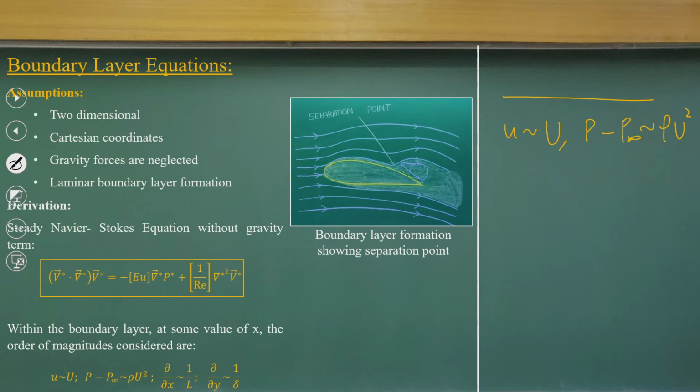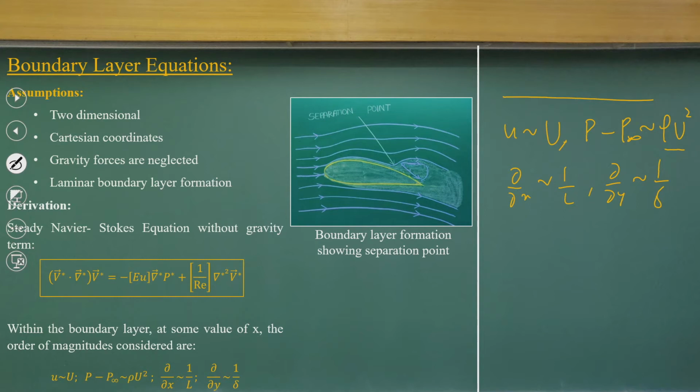Rho u squares, both will be the difference of the pressures. At infinity, at the pressure point, that difference will have the same order of rho u squares. In the same way, del by del x will have an order of 1 by L, and del by del y will have an order of 1 by delta, which is the boundary layer thickness.